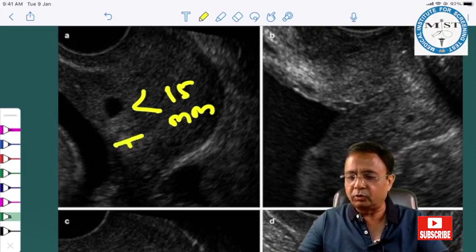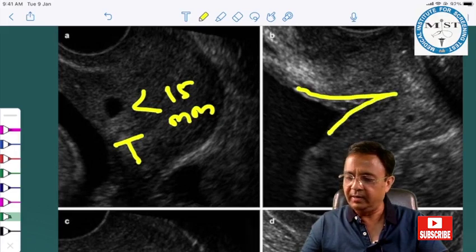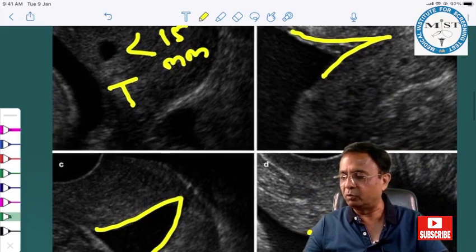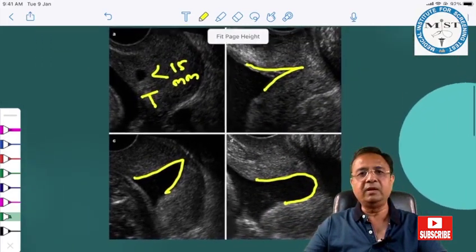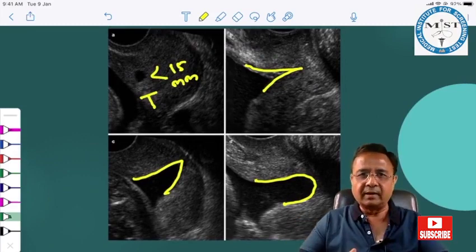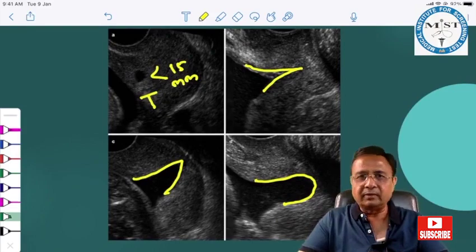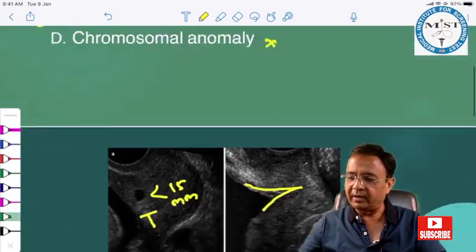dilating early. So the closed cervix is of shape T, then it becomes Y, then V, and finally U. We are well aware of this TYVU. So because of cervical shortening, the cervix starts dilating early and the fetus is expelled out. So the most common cause is cervical incompetence.